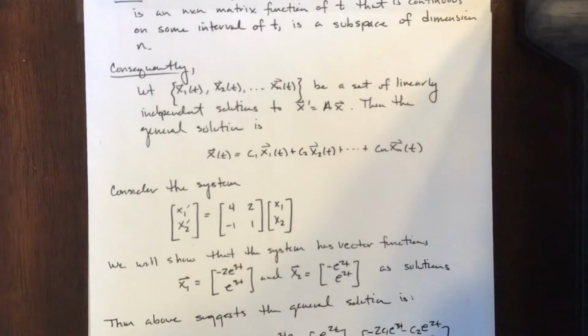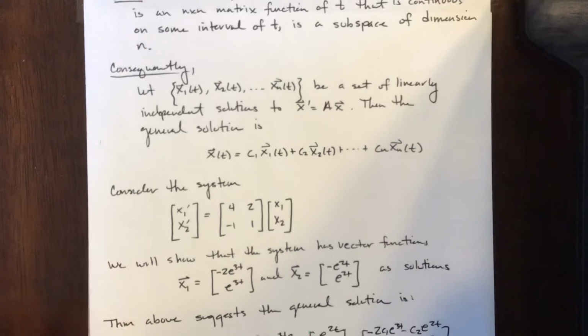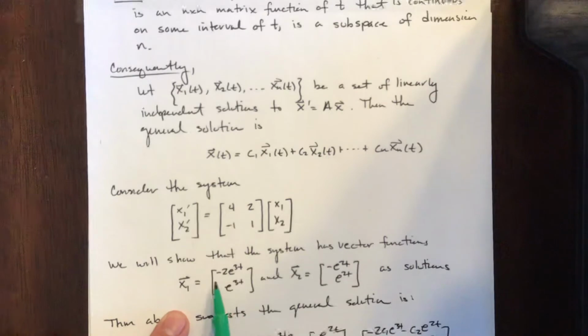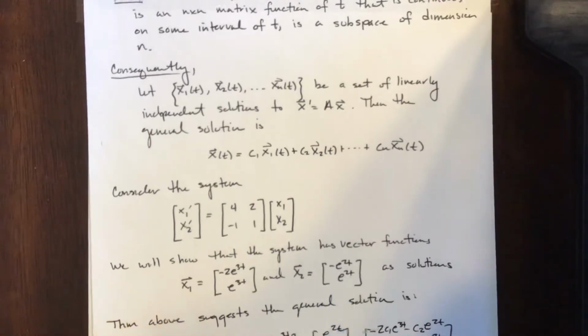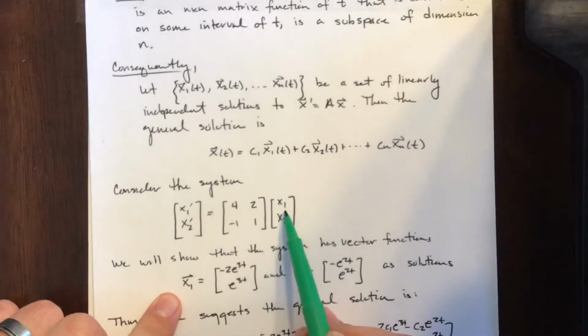In the next video, we're going to show that the solution to this differential equation has x1 as negative 2e to the 3t, e to the 3t, and x2 as e to the negative 2t, e to the positive 2t. The way you want to think of this is that this x1 vector is different from this x1 right here.